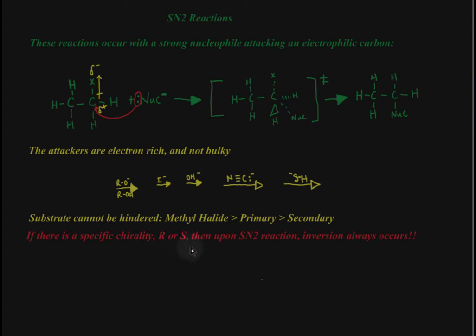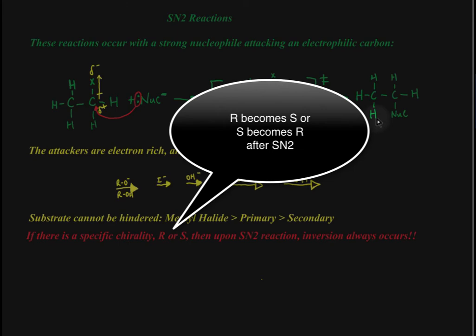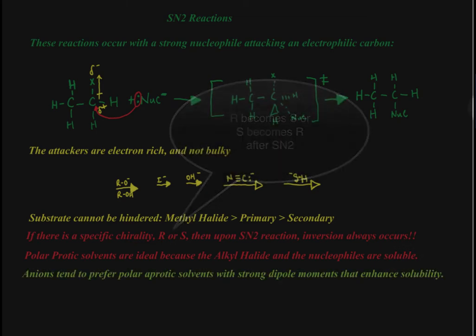So if there's stereochemistry in your starting material, so if it's R or S, and we undergo an SN2 reaction, it'll be the opposite by the time we get done with the reaction. So polar protic solvents are ideal for alkyl halides and nucleophiles' solubility. So they tend to be more soluble in polar and protic solvent. Anions tend to prefer polar aprotic solvents because they have a strong dipole moment, and that enhances their solubility.